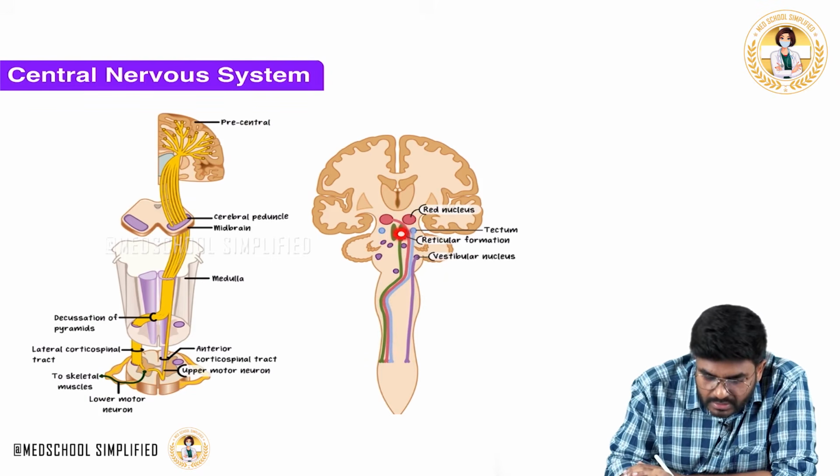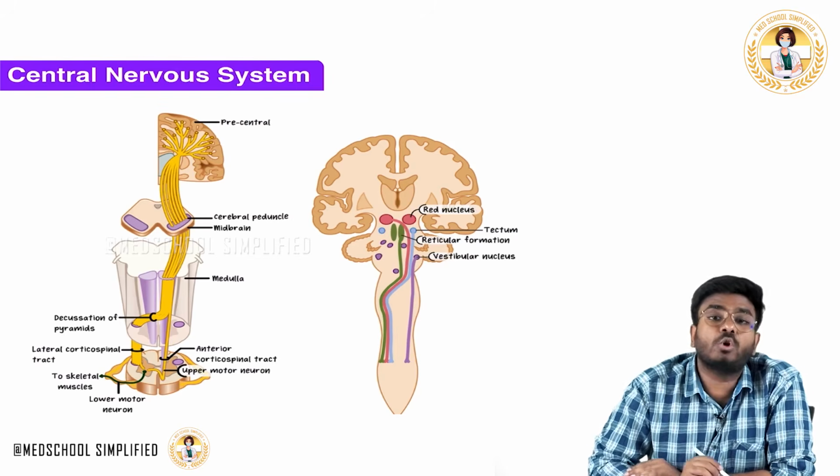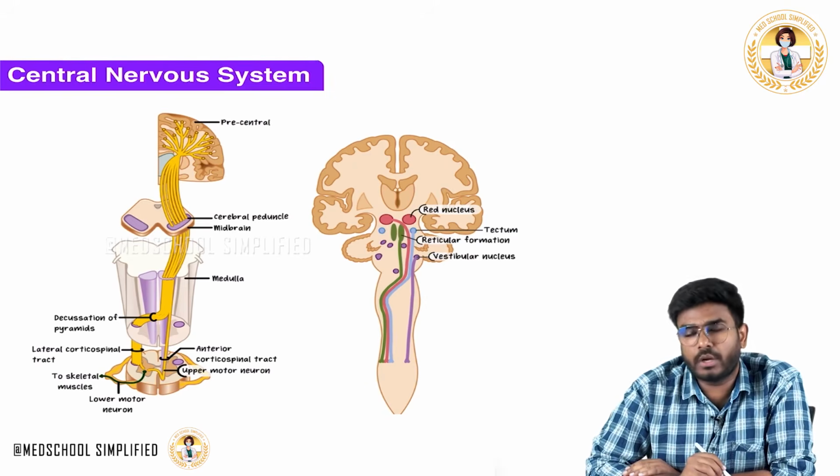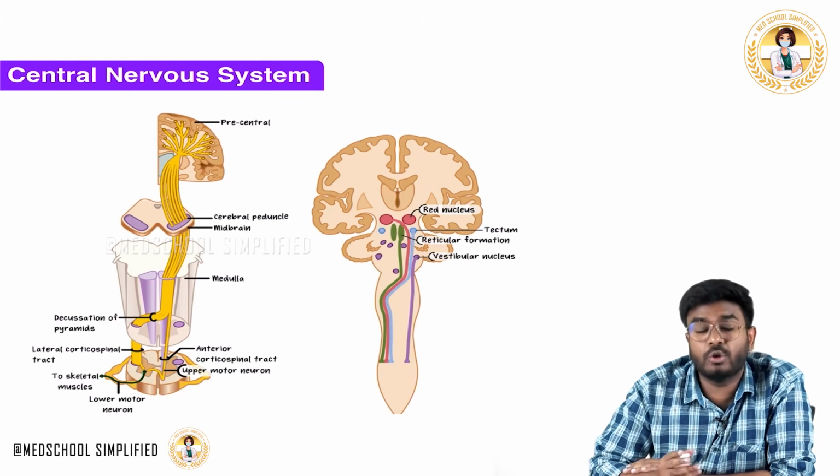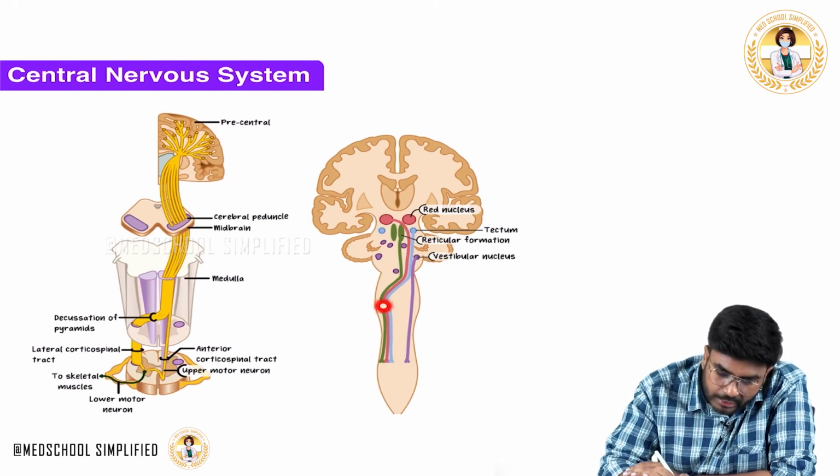And please appreciate, here are the green color nuclei present. Now this green color nuclei are called the reticular formation or reticular nuclei. From this reticular formation, the upper motor neurons come down like this into the spinal cord. These are called the reticulospinal tract.